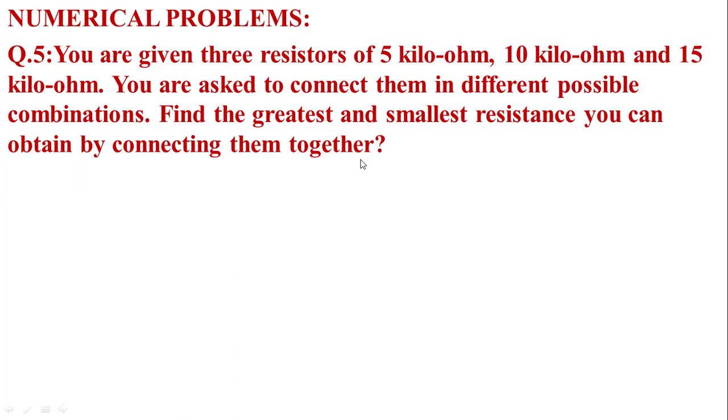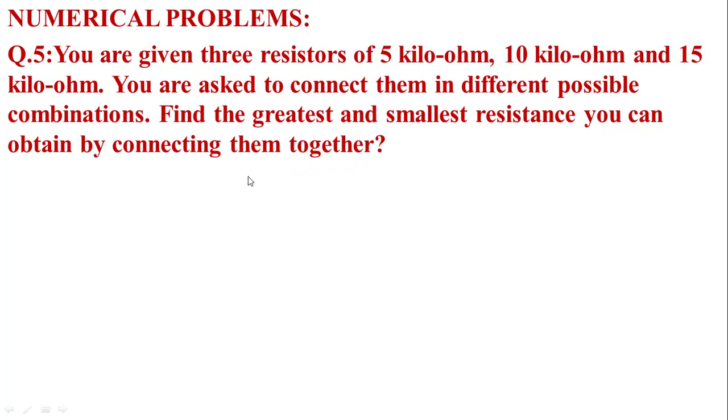According to the given statement, first of all, understand the question. Here three resistors are given. One is 5 kilo ohm, second is 10 kilo ohm, and third is 15 kilo ohm. So we can find the greatest and smallest resistance. The greatest and smallest equivalent resistance we can get by two combinations. One combination is parallel and the other is series.